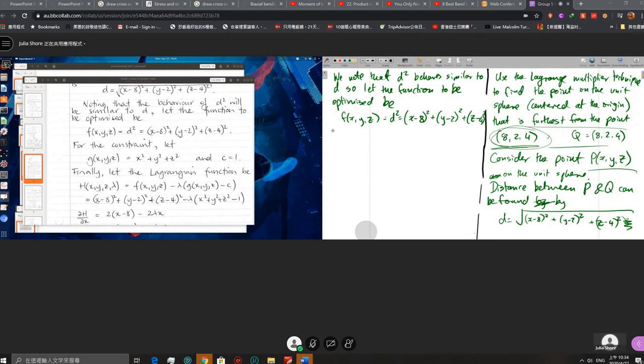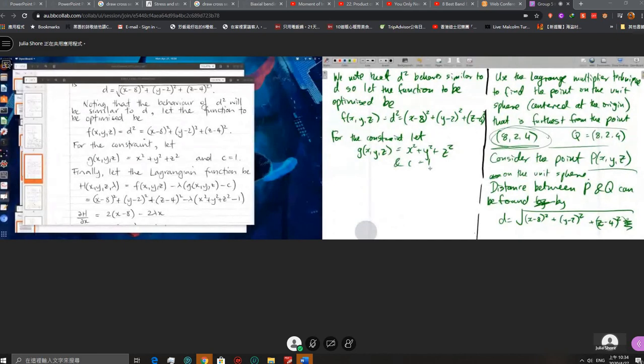So for the constraint, we let g of x, y, z be equal to x squared plus y squared plus z squared, and c be equal to 1.